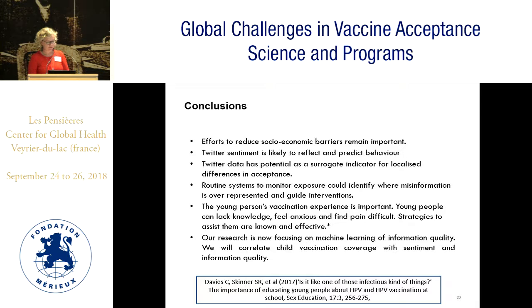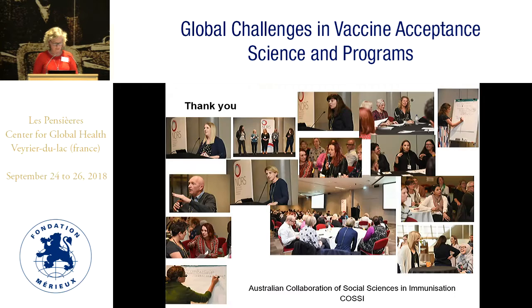And our research is now focusing on machine learning of information quality. So we're going to teach the machine how to rate the quality of information circulated through links circulated through Twitter. And we're going to correlate that with childhood vaccination coverage, sentiment and the quality. So that is funded by NHMRC, and we're generating some hypotheses around that now. So if you're interested in having a chat about that later, I'd be very interested in doing so.